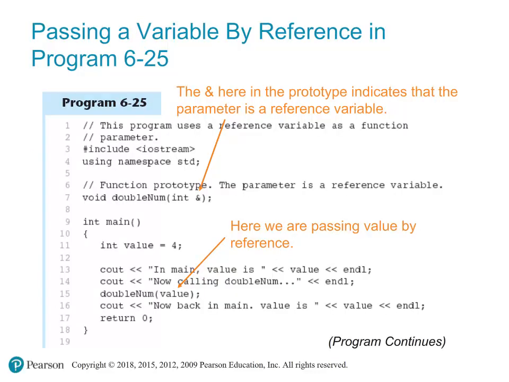The program demonstrates how to use a reference variable as a function parameter. The function double_num takes a reference variable as its parameter, allowing it to modify the original argument. In the main function, the variable value is initialized to 4. The function double_num is called with value as its argument. After the function call, the program displays the modified value of value.